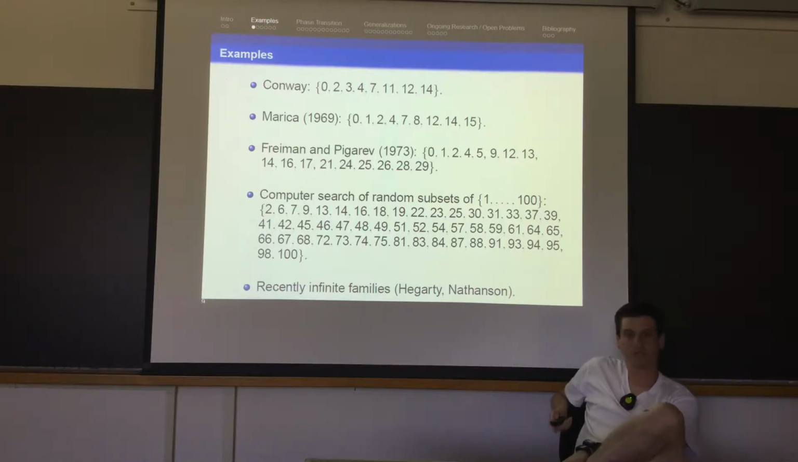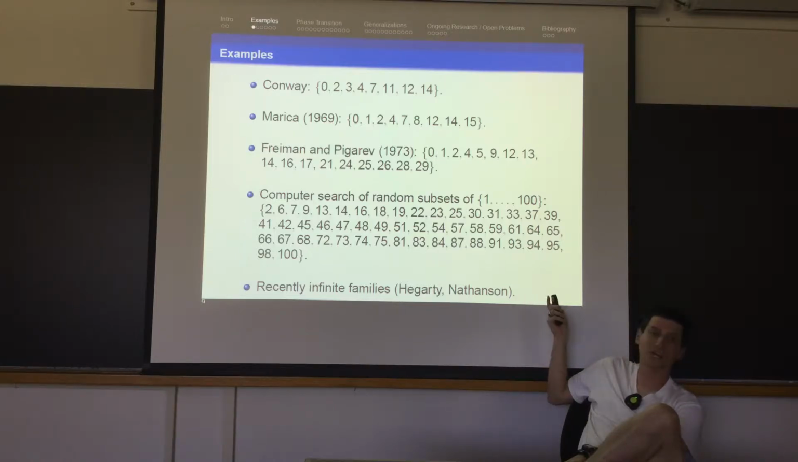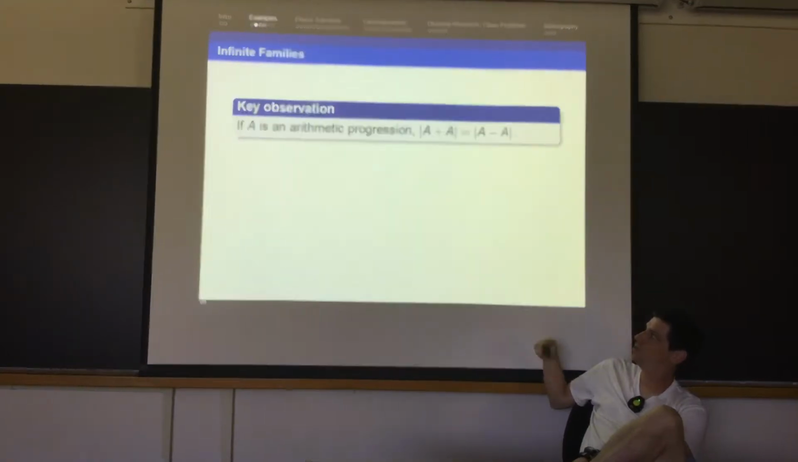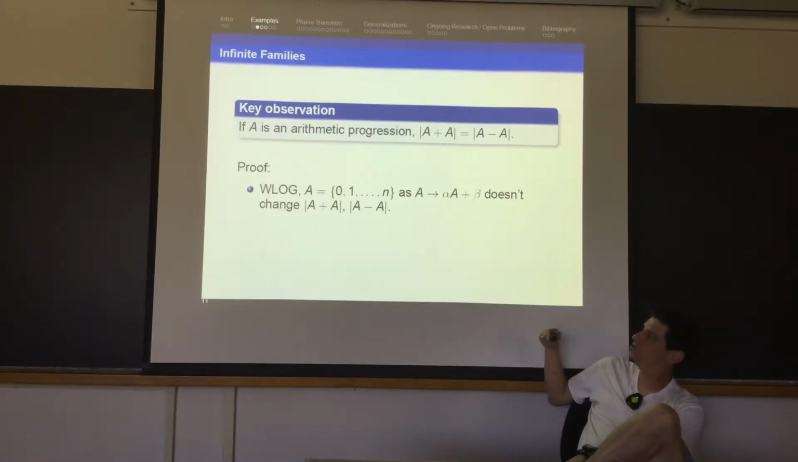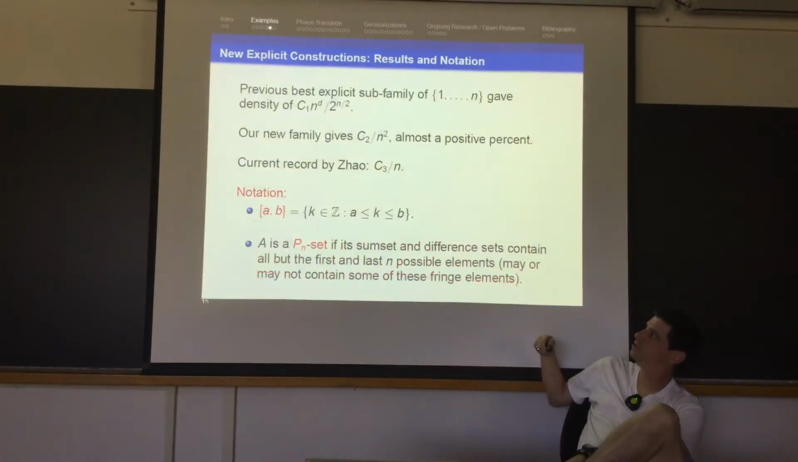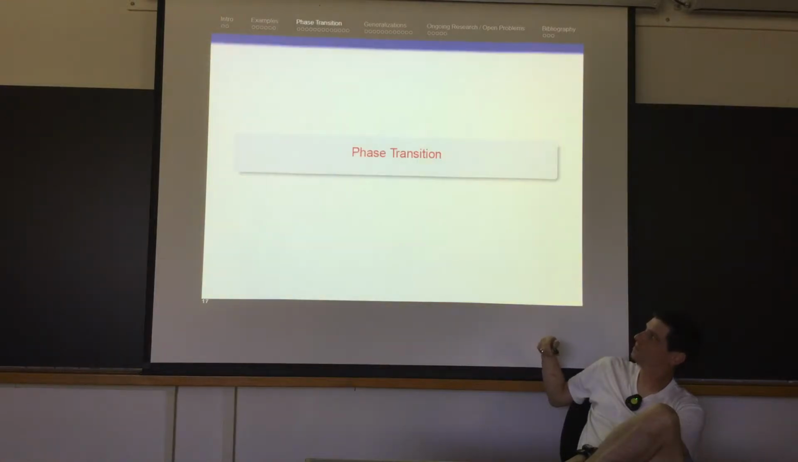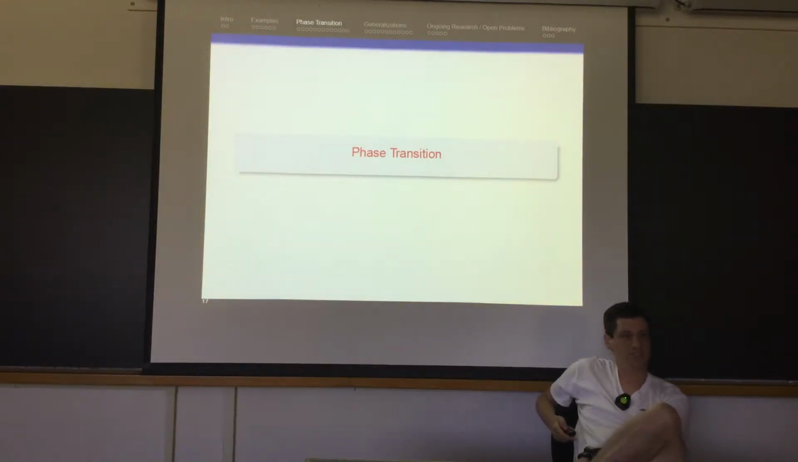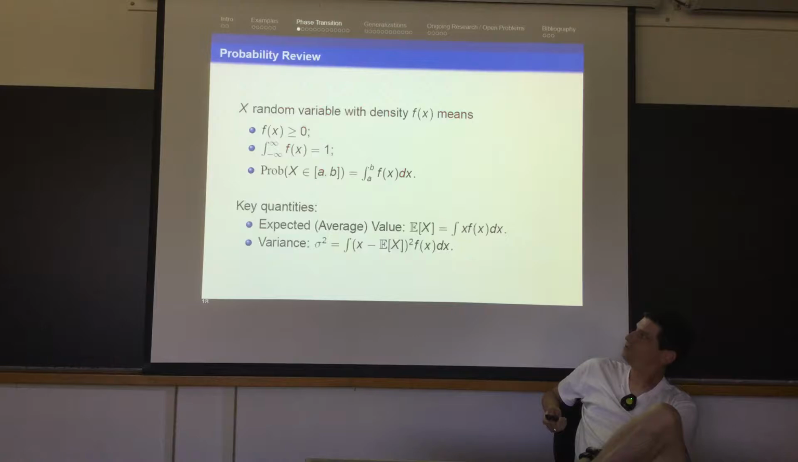There are infinite families as well. But the number of possible sets of size n is of size 2 to the n. A lot of these families are much, much smaller. I'm not going to go into too much detail about constructing the families. You can always pause the slides. I'm not as interested in stuff like this anymore. I'm more interested in phase transition and stuff like that.